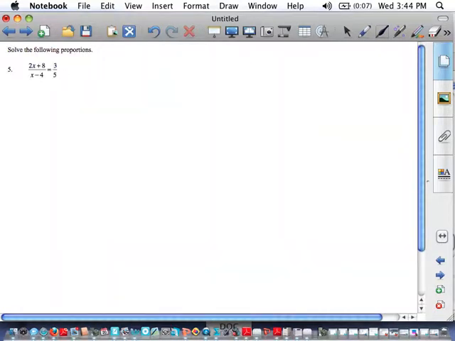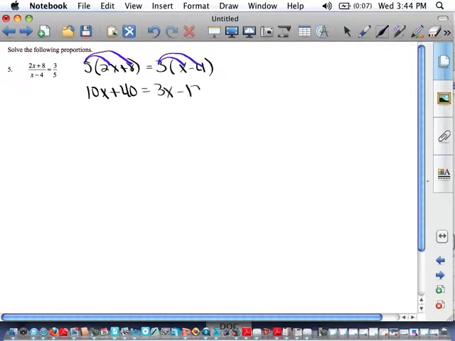Okay, solve the following proportions. Remember, to solve a proportion, you're going to cross multiply. So here I have 5 times 2x plus 8 is equal to 3 times x minus 4. Use the distributive property, 5 times 2x and 5 times 8. And that will give you 10x plus 40. On the right-hand side, 3 times x and 3 times negative 4. And that will give you 3x minus 12. To solve this, you're going to subtract 3x from both sides.